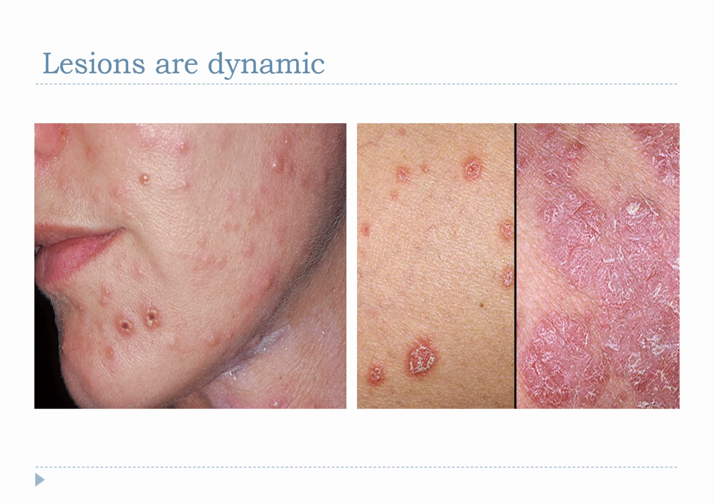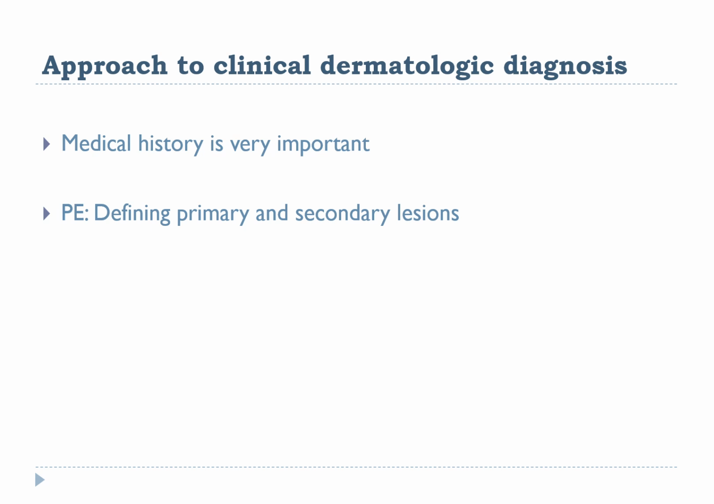Lesions are dynamic, meaning they may change with time. A patient with acne vulgaris may have lesions in different stages, such as comedones, erythematous papules, pustules, and excoriations. Psoriasis can present with small scaly papules that later progress into bigger plaques, covering large areas of the body. So in order to properly diagnose a condition, we need to take a good medical history and thoroughly examine the patient and identify what we refer to as primary and secondary lesions.